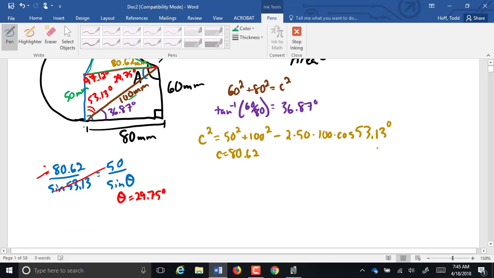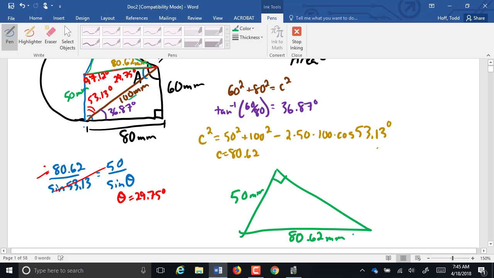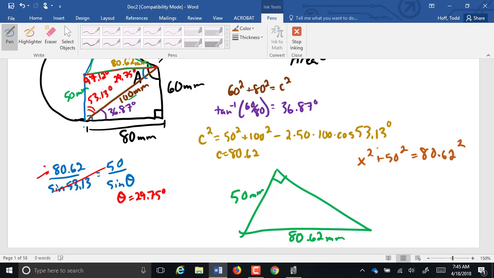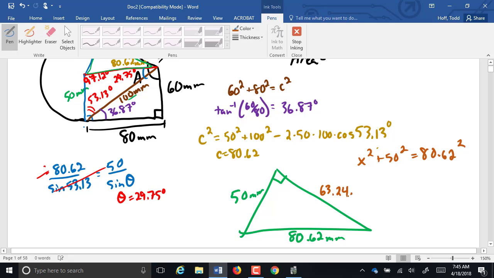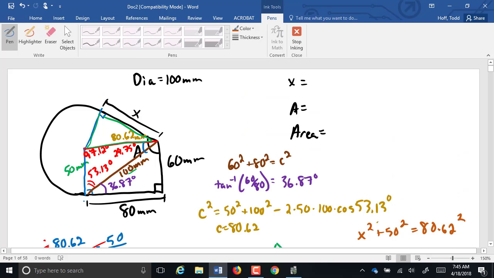And we can move up to that one because we have a right angle and we have two sides. This is a radius that's still 50 millimeters. This here is 80.62. We can find x because x squared plus 50 squared is going to equal 80.62 squared. The 80.62 is the hypotenuse. So I'm going to do the square root of 80.62 squared minus 50 squared. 63.24. We just found x.